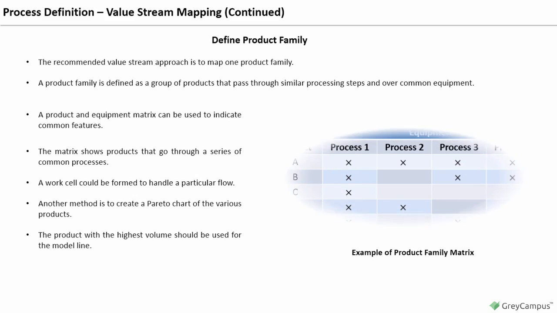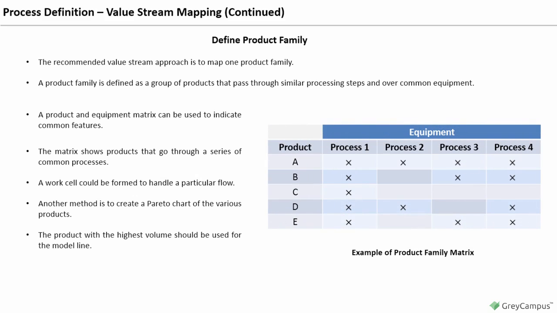In the table provided in the product family matrix, there are 5 products and there are 4 processes. In this example, the equipment is used in 4 processes. Process 1 uses its equipment for all 5 products. Process 2 uses equipment in Process A and Process D. Process 3 uses equipment in Process A, Process B, and Process E. And finally, Process 4 uses equipment in Process A and Process B.